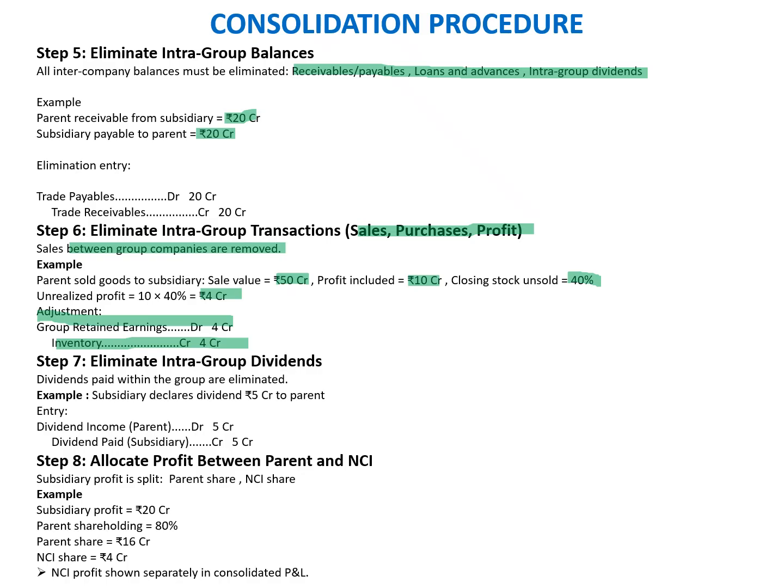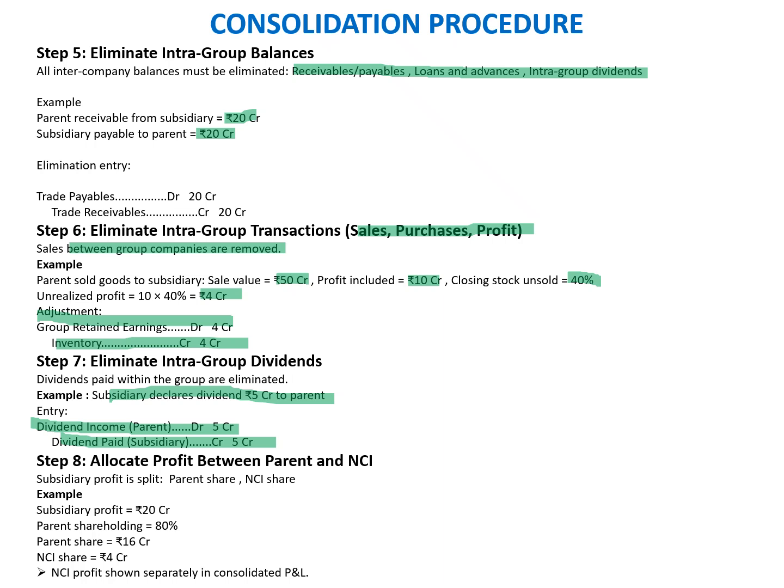Eliminate the intra-group dividend. So dividends paid within the group are eliminated. Example: the subsidiary declares a dividend of 5 to the parent. The entry would be dividend income in the parent would be debited, and the dividend paid by the subsidiary would be credited. So that will be eliminated from the group because it is like debiting and crediting within the same group, and hence needs to be removed.